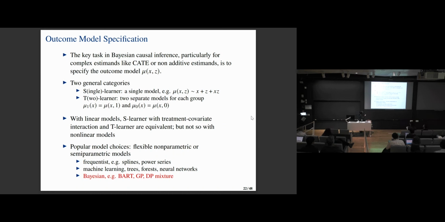You can skip. Anyway, with all of this discussion, the key task in Bayesian causal inference, particularly for complex estimands, is to model the outcome model, right? At least for now, it looks like that. At least for now, the propensity score doesn't seem to play a role, although it's not that simple. There are two general categories. One is called the S-learner, the single learner. Basically, you build a single model of these two things, this outcome model.